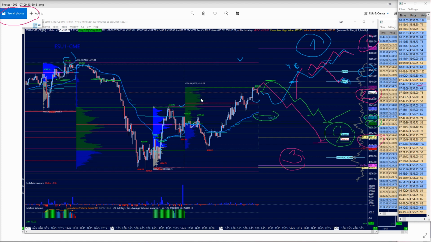This is Friday's plans. Scenario 1 for me was we open, we test the overnight, we open almost at the high of the overnight range, test the VPOC of the overnight session here, and continue higher as scenario 1, get up to 60, 65, 64. That was scenario 1.